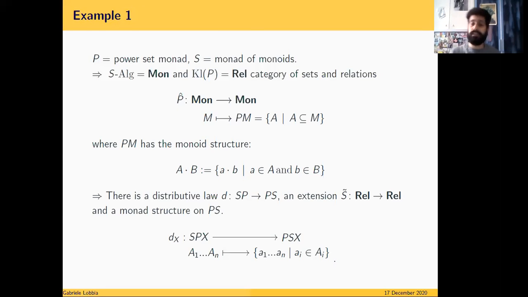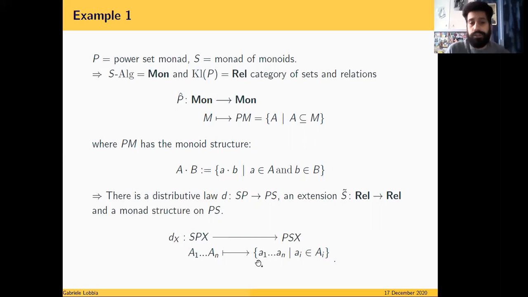And thanks to this lifting, we know, thanks to the theorem, that there is a distributive law that goes SP to PS, because we have got the lifting of P to the S algebras. In particular, the distributive law would be given just by this function. So let's just see it a bit more clearly. SPX is the underlying set of the free monoid generated by the power set of X. So it's just words with letters that are subsets of X. And then we want to assign an element of PSX. PSX is the power set of the underlying set of the free monoid generated by X.